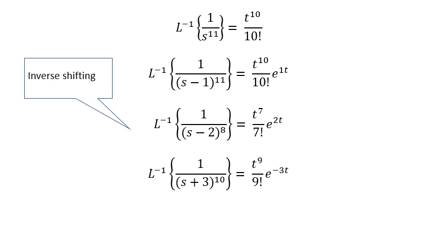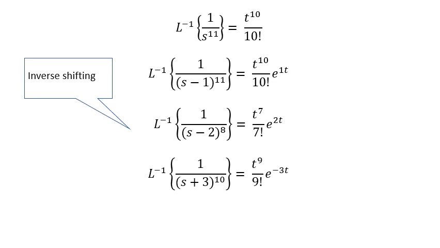Now consider the second example. Laplace inverse of 1 by (s minus 2) raised to 8. Now, when you do this, you have to remember 1 by s raised to 8 is t raised to 7 by 7 factorial. And instead of s minus 2, you have to apply the inverse shifting. That is e raised to at, a is 2 here. So it is e raised to 2t.